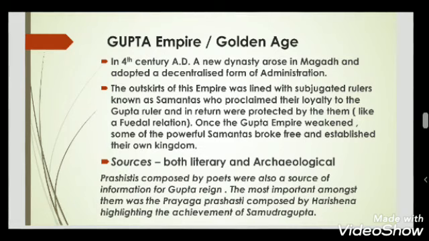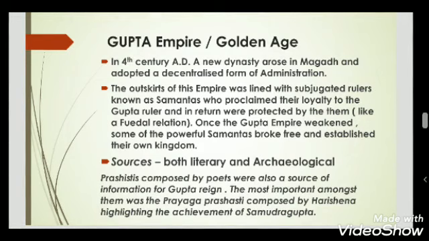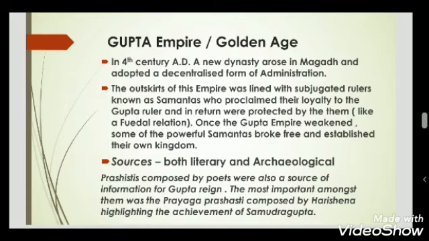When it comes to administration of this empire, we already said that it was very much decentralized. But outside the frontiers of the empire, you have these much smaller kingdoms, which the Gupta ruler managed to subjugate but did not bring under their fold. These local rulers or rajas were known as the Samants. So it was very much like a feudal relation.